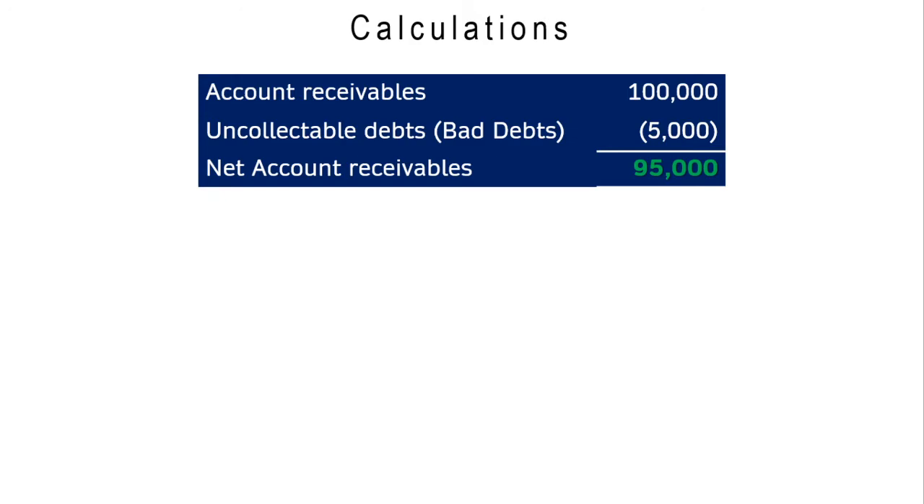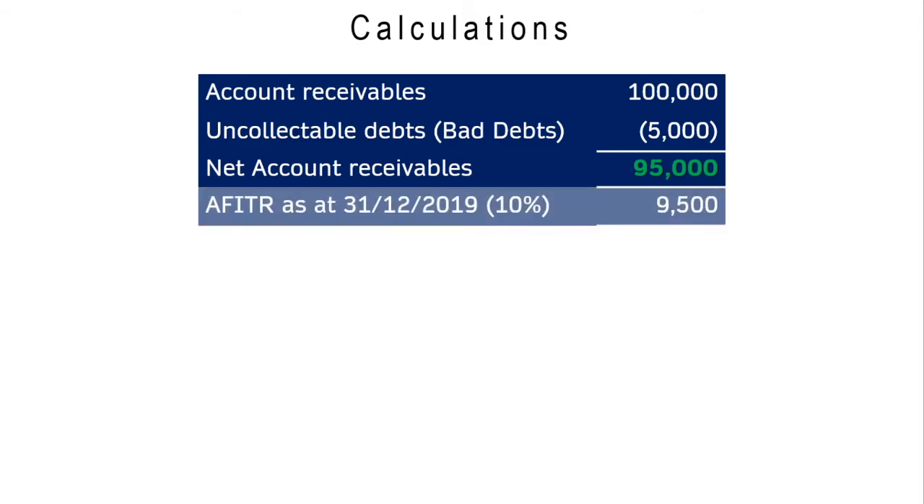First, we need to know the net accounts receivable by taking the accounts receivable balance and minusing the uncollectible debts, 5,000. So we are left with 95,000 accounts receivable. Next, we will calculate the allowance for impairment of trade receivables by taking the 95,000 net accounts receivable and multiplying it by 10%, the allowance rate agreed. This will result in the allowance for impairment of trade receivables as at 31st December 2019 being 9,500.